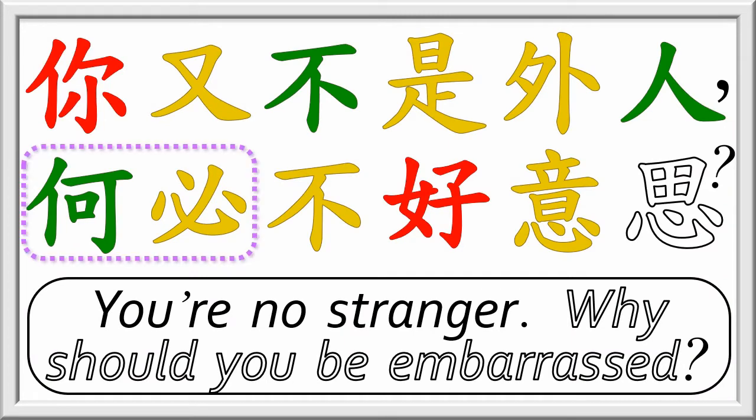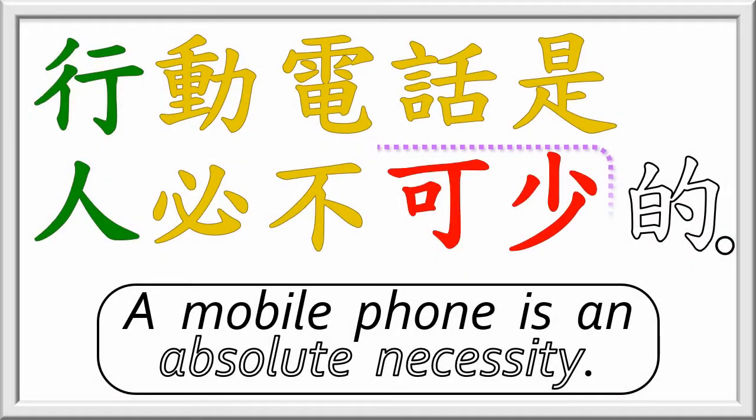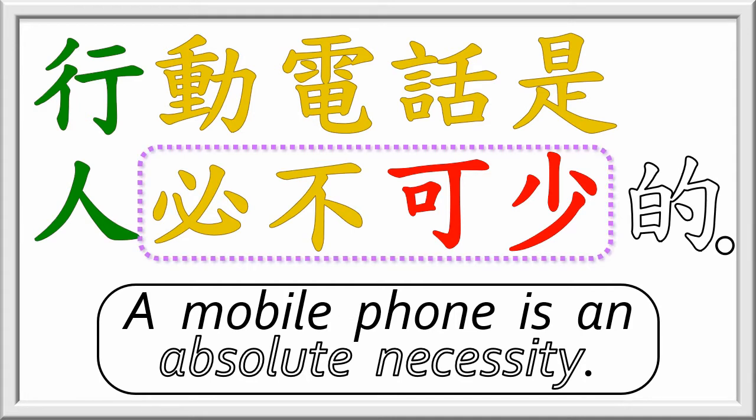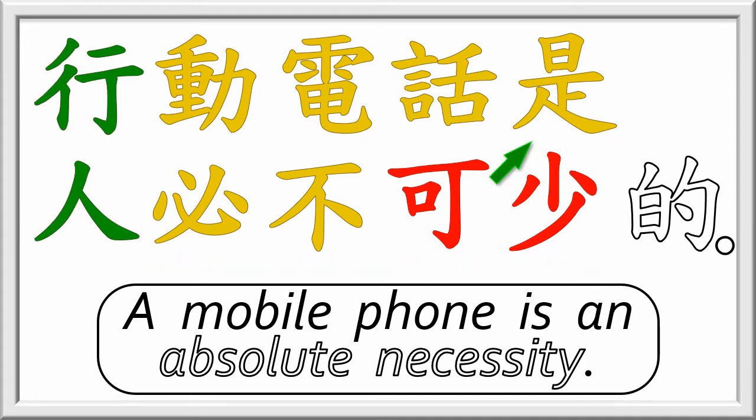A useful question is 何必, meaning why is it necessary? Why should you? Why do you want to? For example, 你又不是外人，何必不好意思? You're no stranger. Why should you be embarrassed? An easy four-character idiom is 必不可少, meaning absolutely necessary, a necessity. 行动电话是人必不可少的. A mobile phone is an absolute necessity.